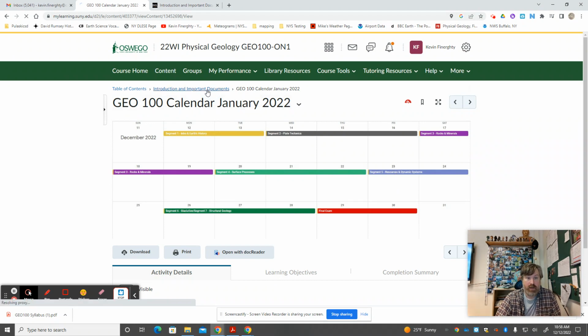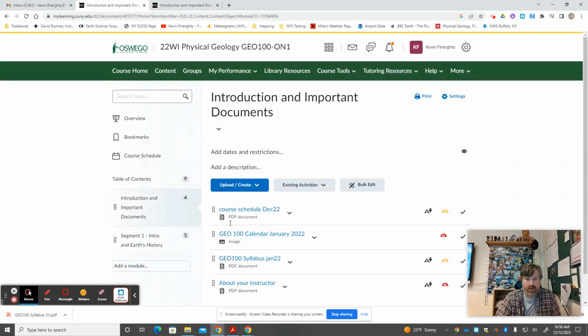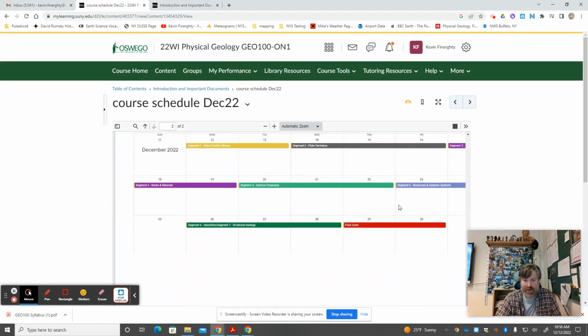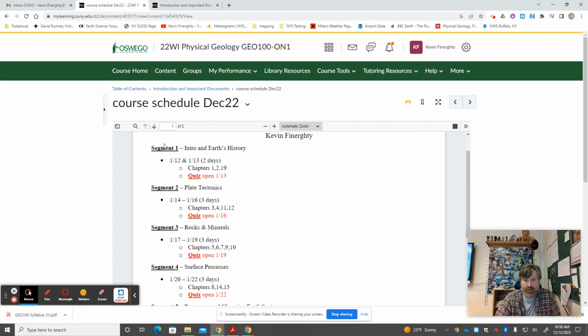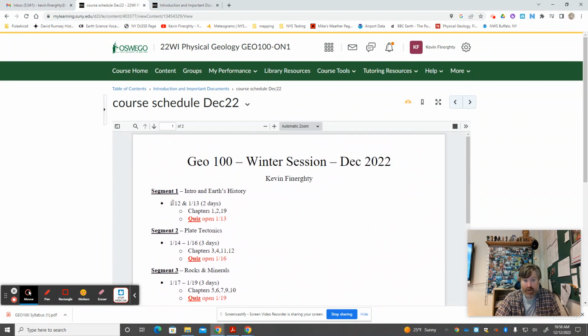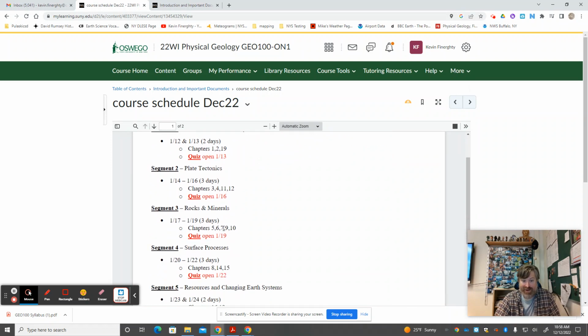Going back, you can go to the course schedule, which actually also has at the bottom that calendar printed out again. But this will have more specifically the dates, how many days it is, the chapters out of the book you're going to read, and then when the quiz will be open. I put them in red because that's it.